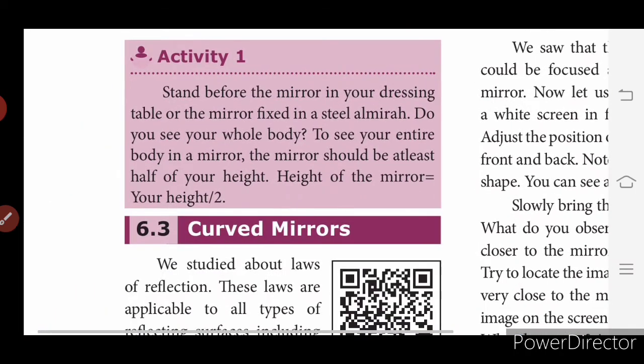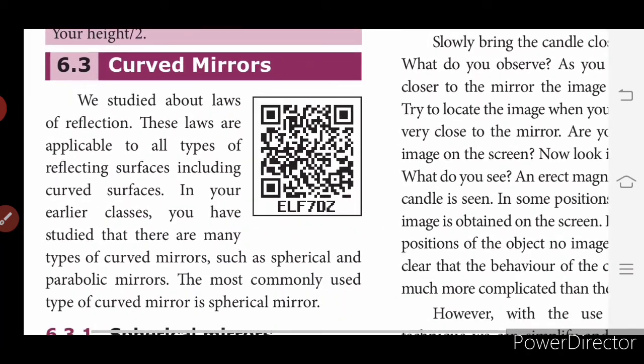So next, curved mirrors. What are curved mirrors? Have you seen curved mirrors? We studied the laws of reflection, right? You have two laws: the incident ray, the reflected ray and the normal lie in the same plane, and the angle of incidence is equal to the angle of reflection. These laws are applicable to all types of reflecting surfaces, including curved surfaces. In your earlier classes you have studied this.